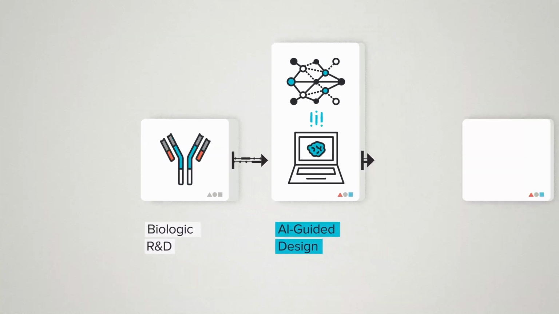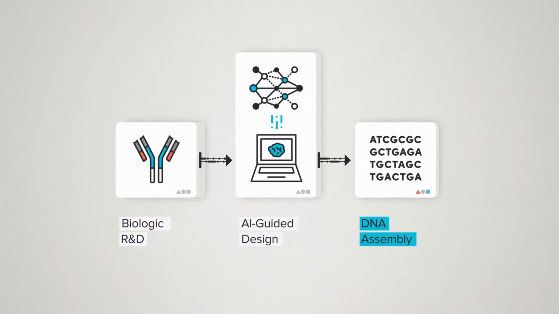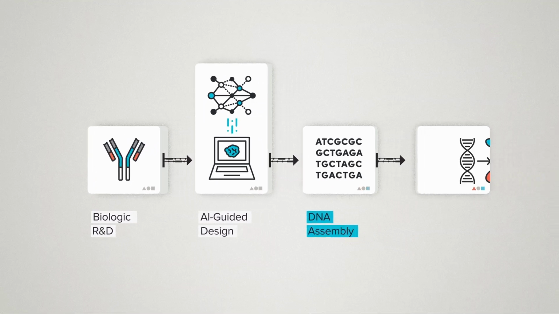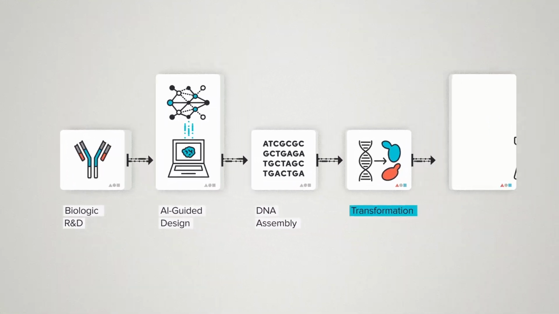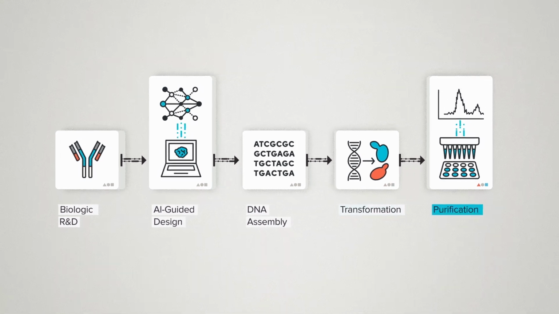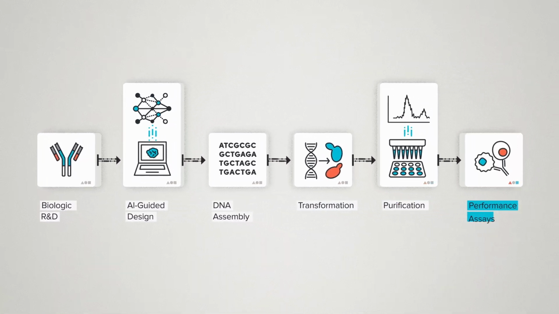Then you've got to build a library of candidates. That means synthesizing all the relevant DNA and transforming it into a cell line that will make your antibodies. After expression comes purification, then some kind of performance assay, a test that will check if your designer antibodies are actually hitting their desired target. These days, you can usually find some good binders, but that's only the beginning.